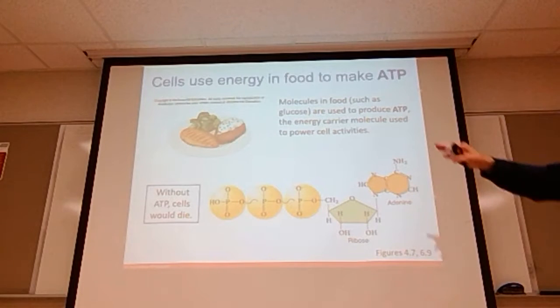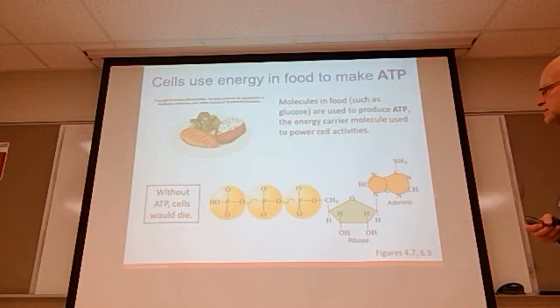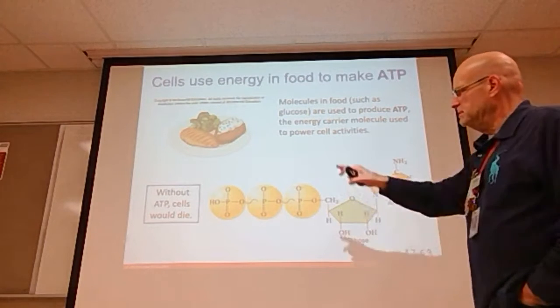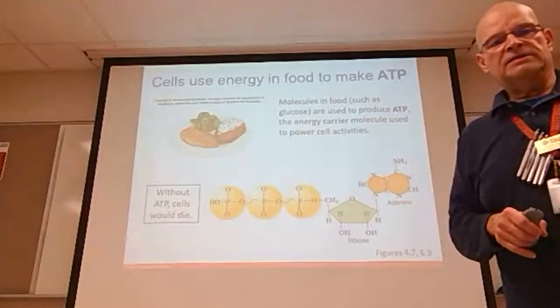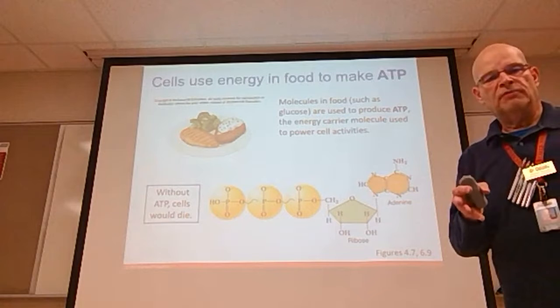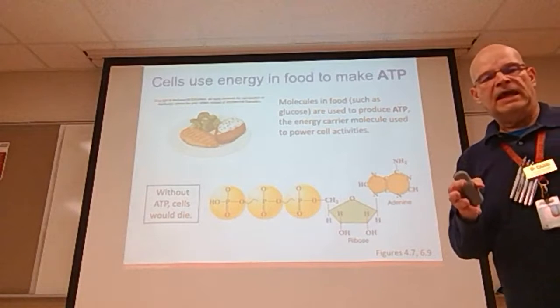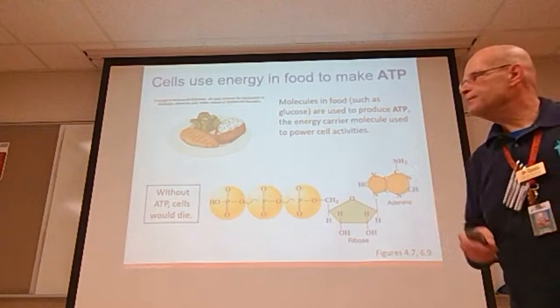Molecules in the food, like the chicken breast and the broccoli and the baked potato, are used to produce ATP, the energy carrier molecule used to power cells' activities. Without ATP, cells would die. I generally have a question on the exam that says if you accidentally took a poison that prevented you from making any ATP, what would happen? And the correct answer is you would die.